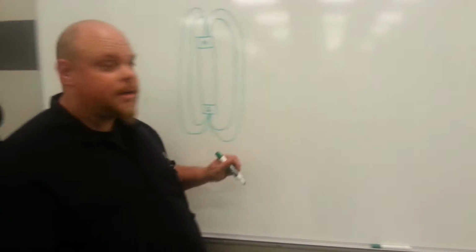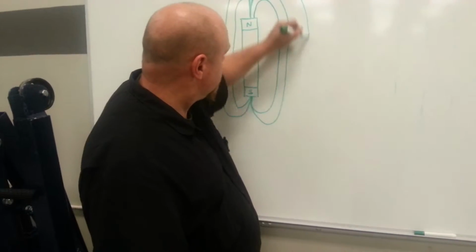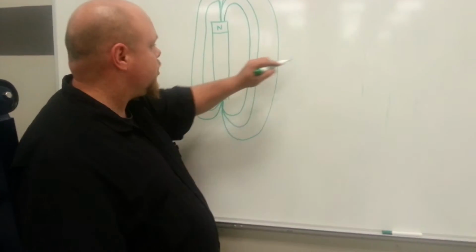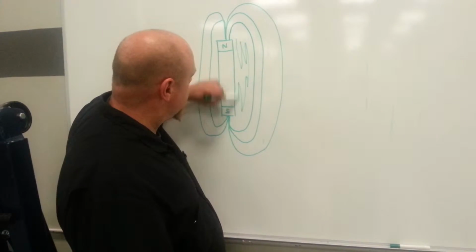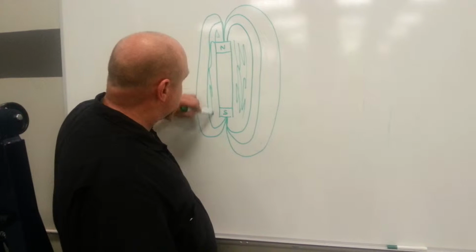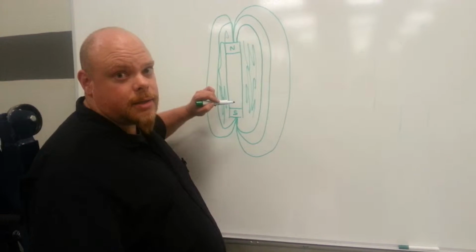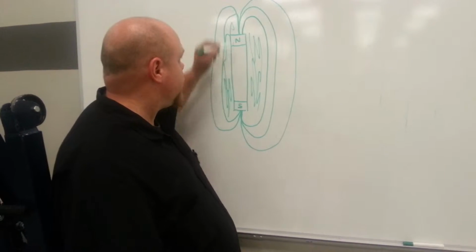The stronger the magnet, the stronger the magnetic field, the farther it flows out. The closer you have a piece of metal to the magnet, the stronger the magnetic field. So this area right here and this area right here will be the absolute strongest, each one. And the poles will be the strongest too.